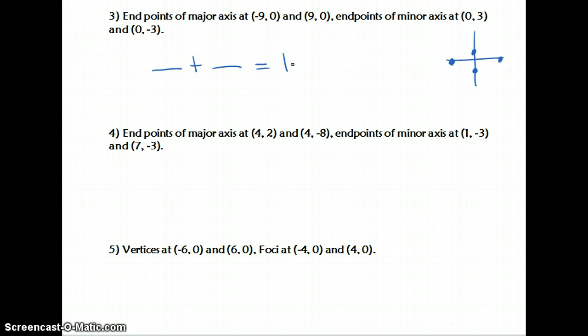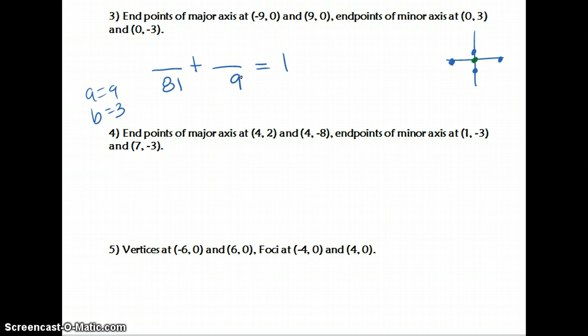Okay, we can figure out a and b now, because remember that a is the distance from the center to the vertex. So 0 to 9 is going to be 9, so a equals 9. And b equals the distance from the center to the co-vertices, so in this case 3. And we know that a squared has to go underneath x because this is a horizontal ellipse. So this is going to be 81, and this is going to be 9.